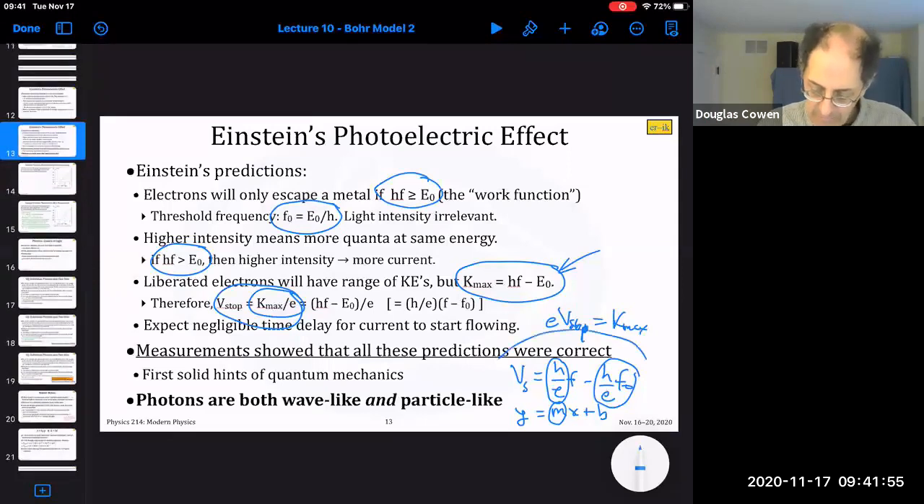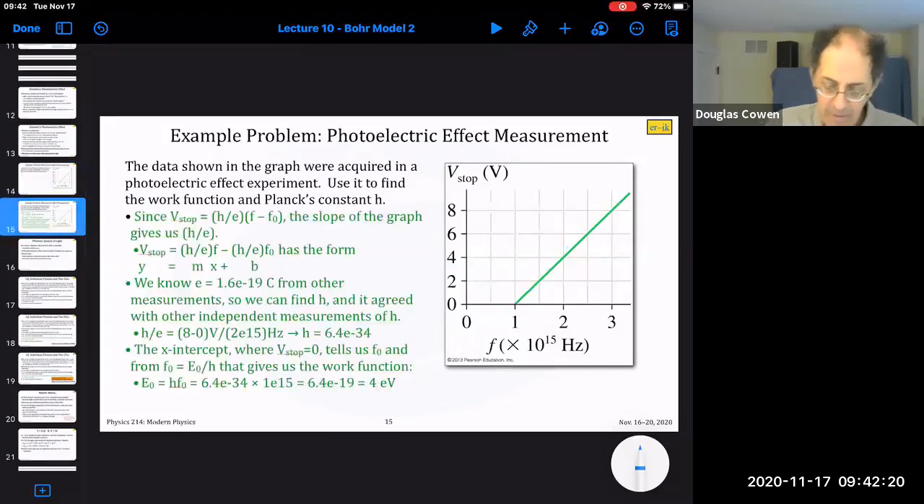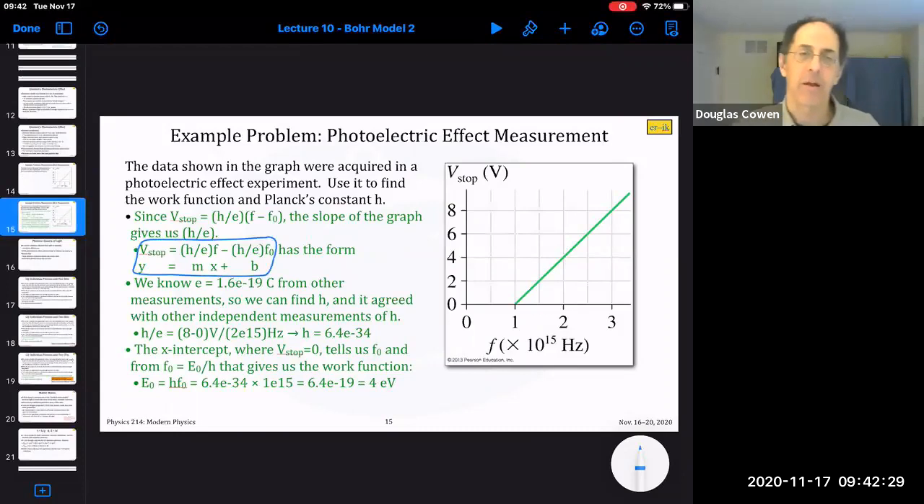So I mentioned that if you have a plot of the stopping potential versus the frequency, you can derive what Planck's constant is and figure out what the work function is. So let's do that actually. Here's some data that we got. These points here were acquired, and then we put a straight line through the points. Using V stop = (h/e)f − (h/e)f₀, which has the form mx + b, we can find what that slope is.